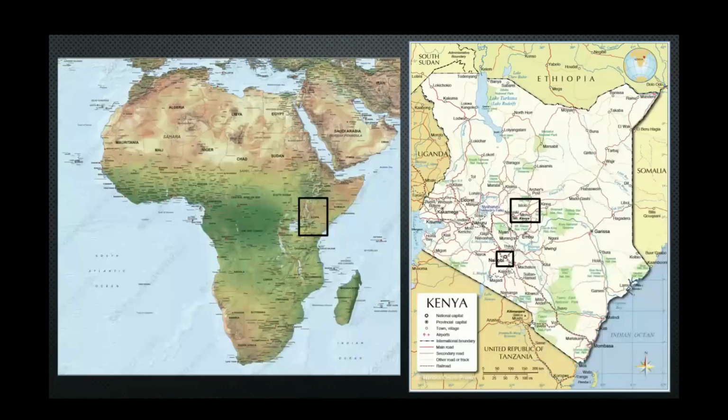So if you'll take a look at these two maps here, the one on the left, obviously you can see where Kenya is located. It's all the way on the east side of the continent. And the equator runs through the country. And if you look at the map on the right, the smaller square or rectangle shows Nairobi, which is the capital of Kenya. That's where we flew into.